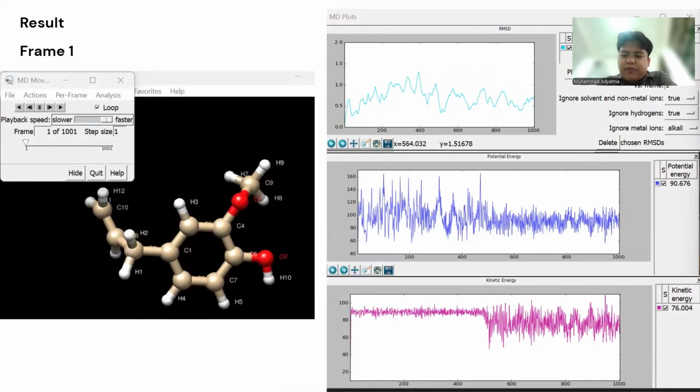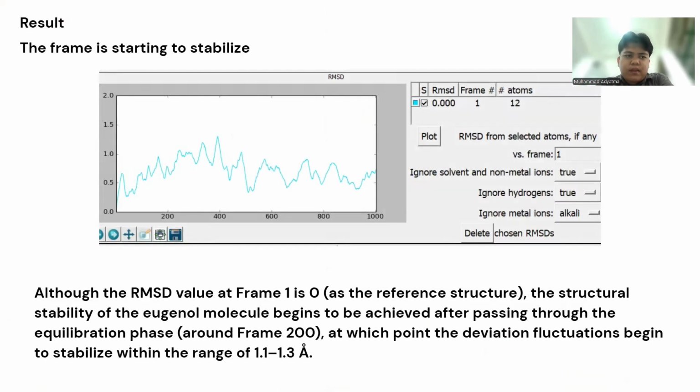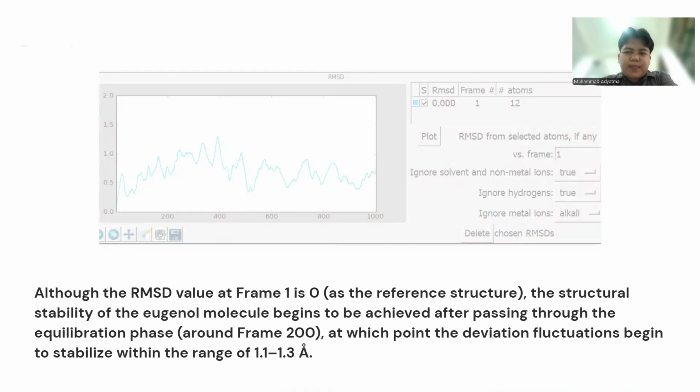This is the result of the RMSD. It starts to stabilize. Although at frame zero the stability is zero, the molecule begins to pass through the equilibration phase around frame 200, at which point the fluctuations begin to stabilize within the range of 1.1 to 1.3 angstrom.